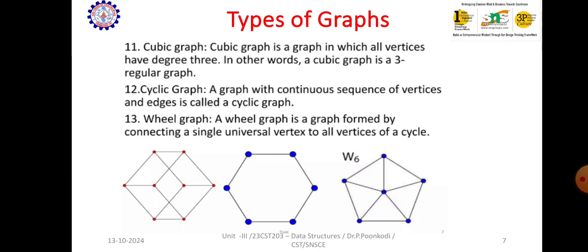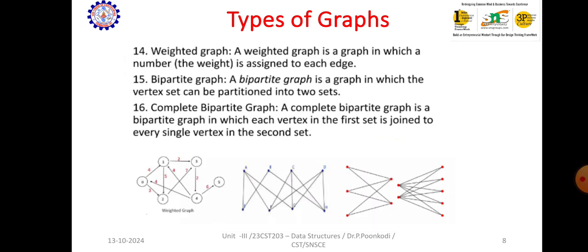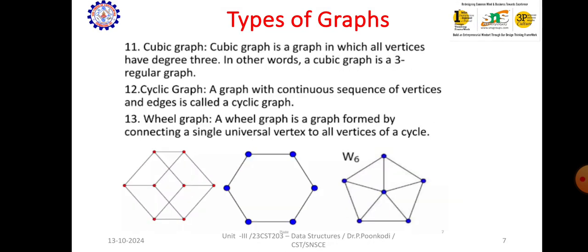Okay. Then next one is the cubic graph, cyclic graph and wheel graph. The cubic graph is a graph, okay, in which each node has degree 3. Okay. Then the cyclic graph, if we start with one vertex, then we travel through the vertices and come back to the starting point. It is called a cyclic graph. Wheel graph means the graph is formed by connecting a single universal vertex.